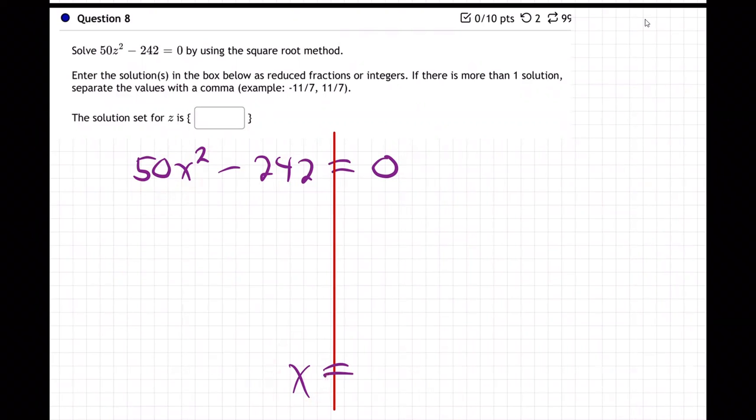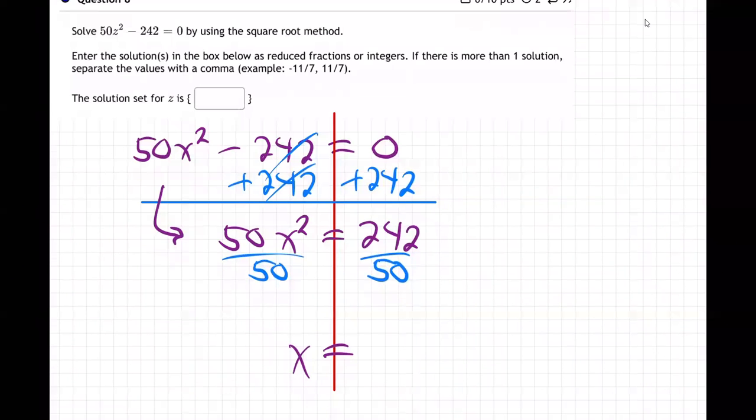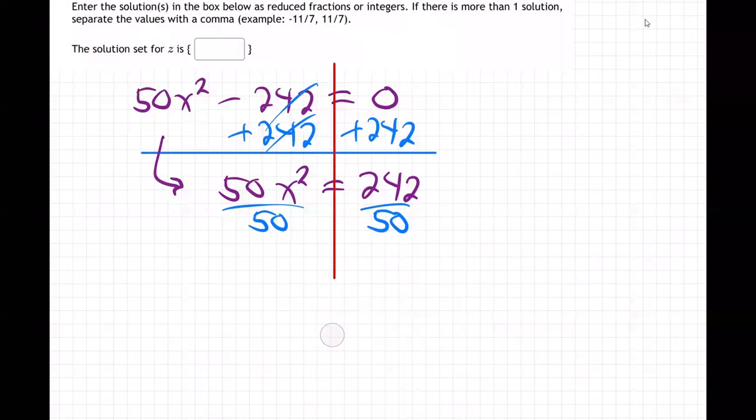So we're going to say, all right, first off, add 242 to both sides. And so boom, boom. So bring this down, we get 50x squared is 242. Next step, divide by the 50. Right, get rid of this here. And so that'll cancel that out. We get x squared equals, and what is that?